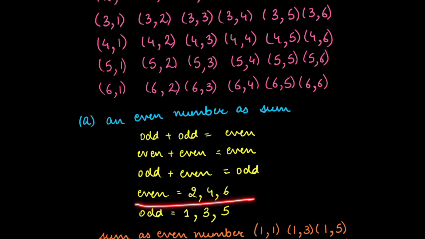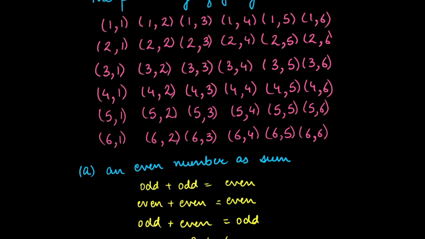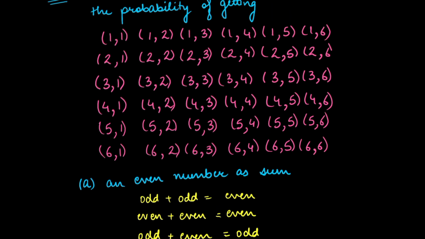Even are 2, 4, 6 and odd are 1, 3, 5. We all know that, right? So, if we fix the value of first dice 1, 2, 3, 4, 5, 6 line wise, then it is very easy question. We do not need to calculate every time. That is 2, this is 3, this is 4, this is 5. It will be a very long process if we start doing like this.